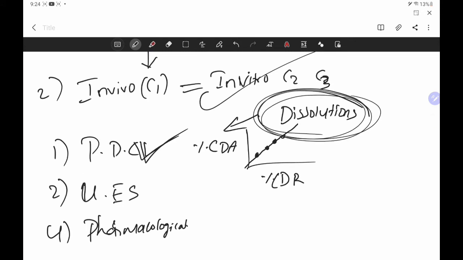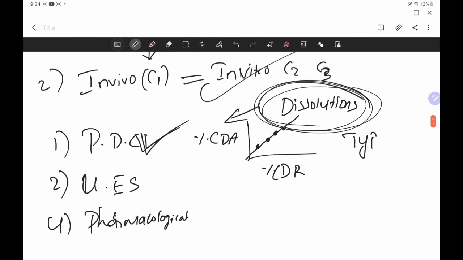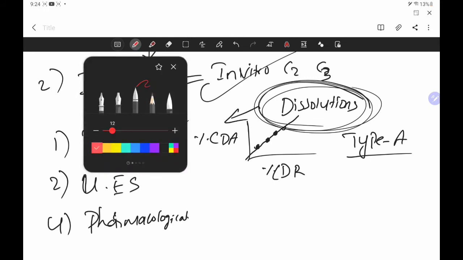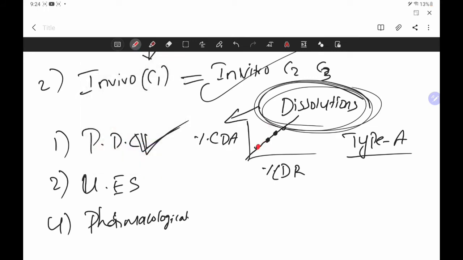This type of correlation we call type A. Type A means point to point. Point to point correlation we call type A correlation.